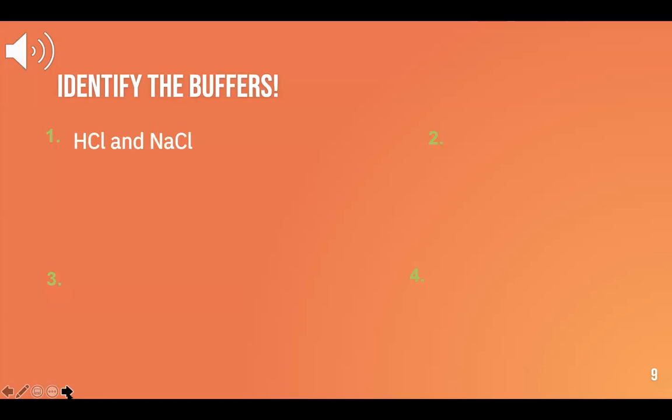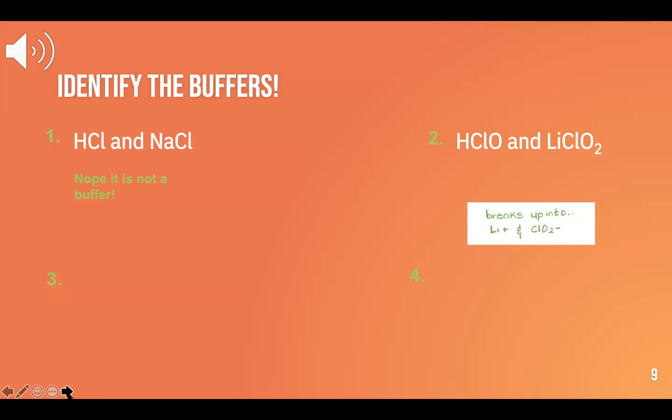Okay, now I would like you to try and identify which of these are a buffer. The first one is HCl and NaCl. HCl is a strong acid, so this is not a conjugate pair, and you cannot make a buffer with a strong acid. This is not a buffer. The second one is HClO and LiClO2. HClO is a weak acid and LiClO2 is a salt, which breaks up into ions. This is not a conjugate pair as they do not differ by 1. This is not a buffer.